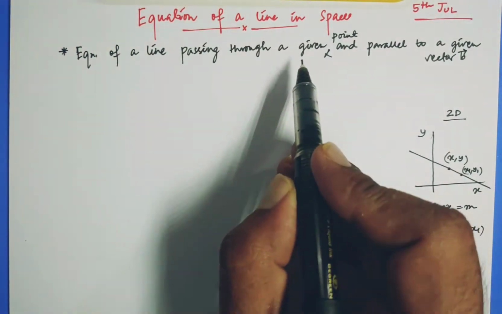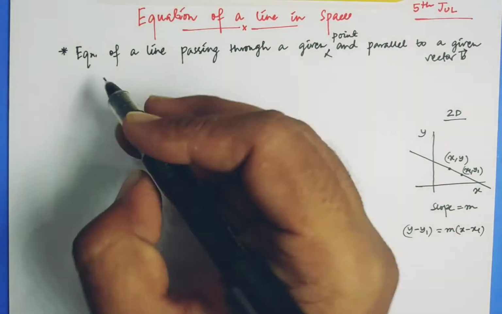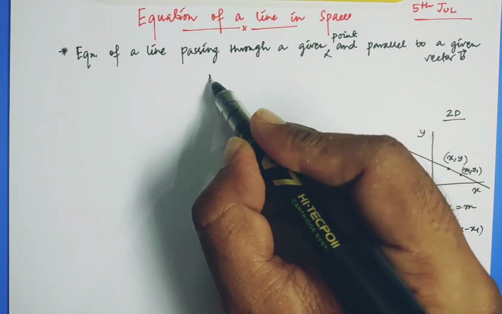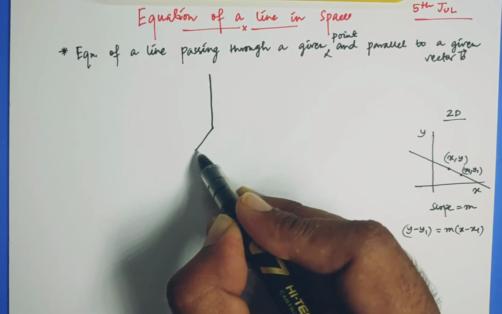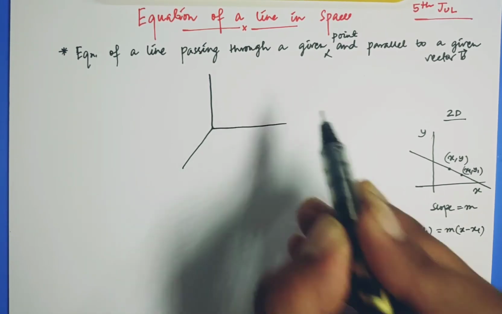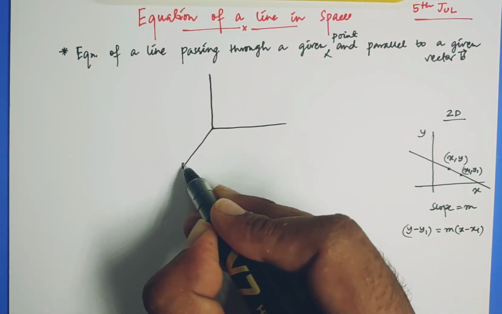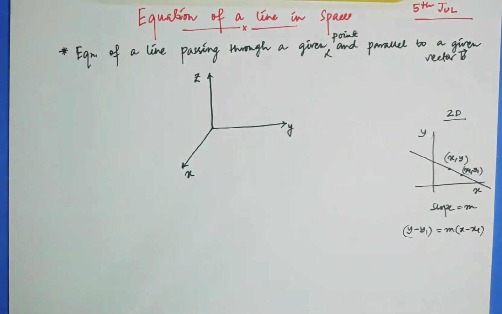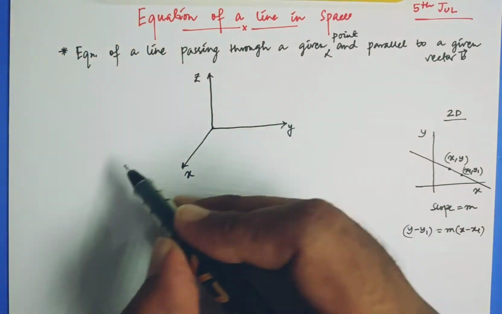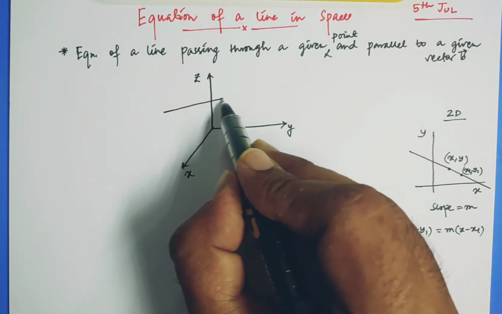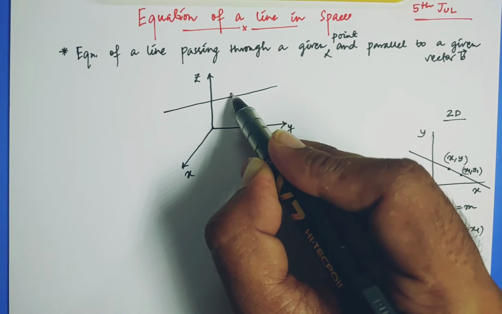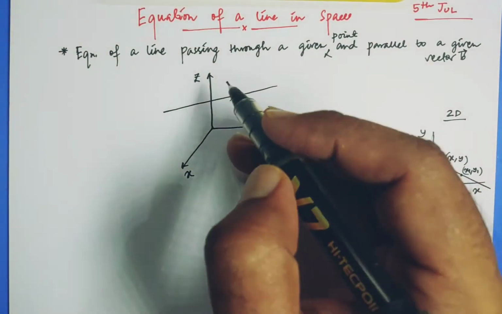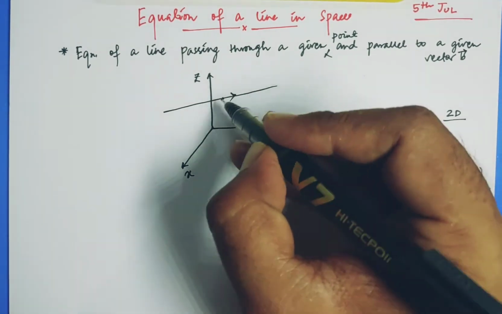So first thing, a point is given. Let us draw the diagram first. So suppose we have 3D. This one is our x, this one is our y, this one is our z. Okay, now we have a line. Let's draw the line. So this is our line for which we have to find the equation. Okay, now what is given? A point is given. So let us say that this is our point.